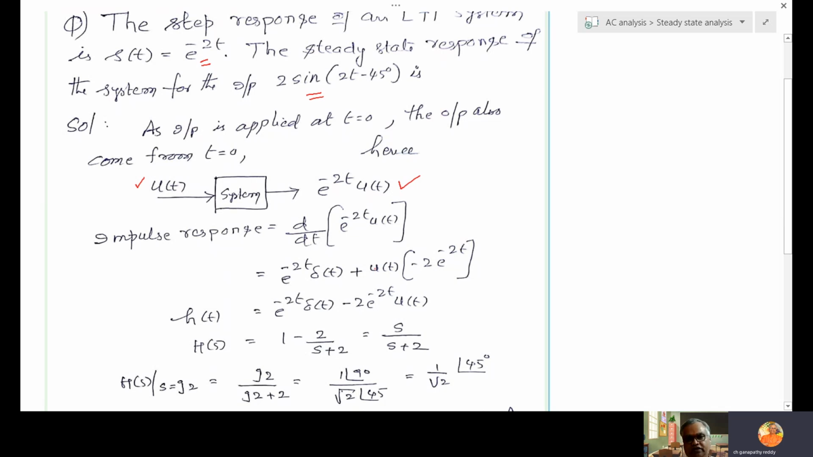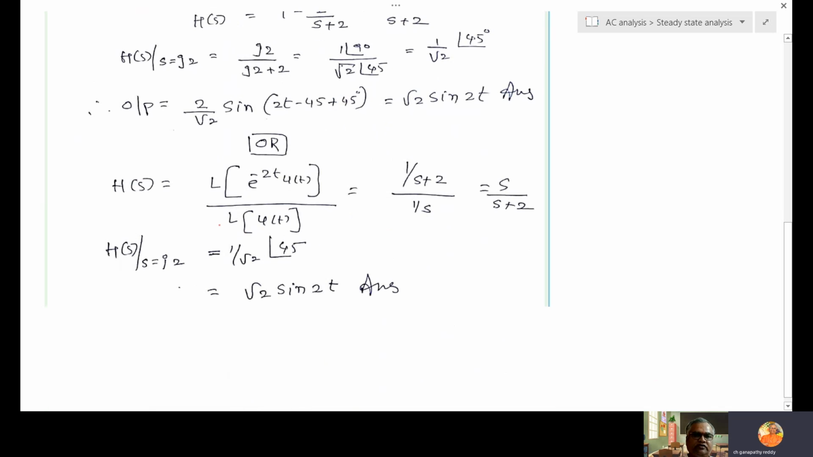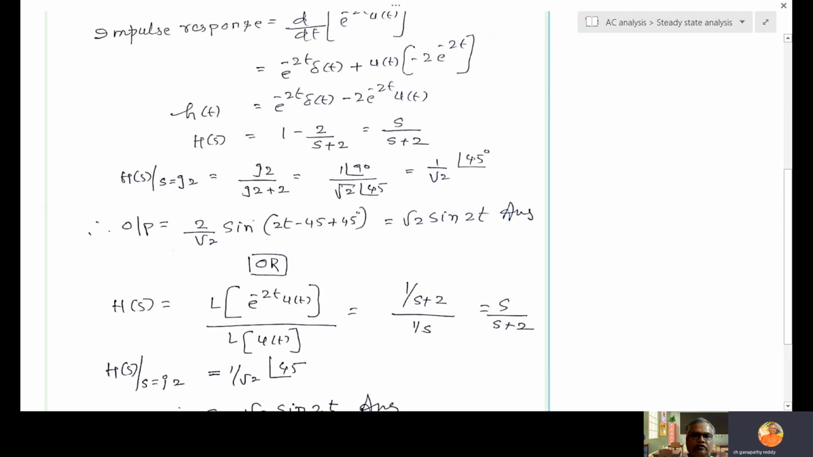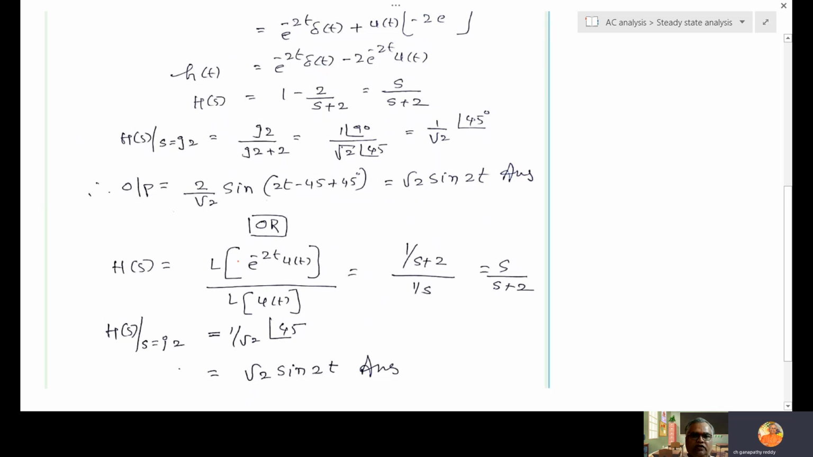One easy method, already I solved one general purpose problem. With the help of the step response, find the transfer function. This is the easy method. What is a transfer function? Ratio of Laplace transform of output by input. What is the output? e power minus 2t. What is the Laplace of this? 1 by s plus 2. What is the Laplace of u of t? 1 by s.